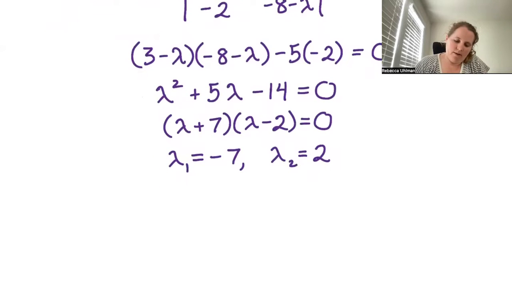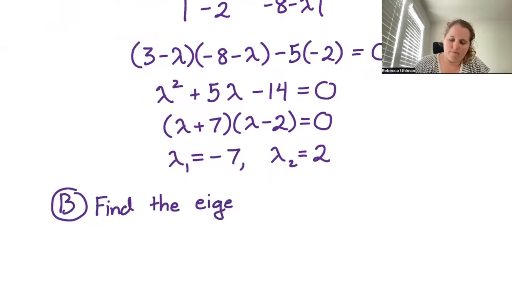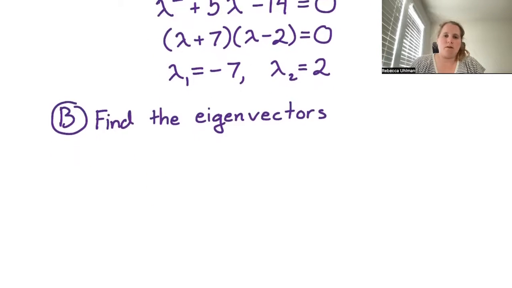Once we have our eigenvalues, the next thing we need to do is find the eigenvectors. So again, for lambda 1 equaling -7, we are looking at the augmented matrix, 3 minus -7 and 5 for our first row, and then -2 and -8 minus -7 for our second row, and the augmented part will be 0, 0.